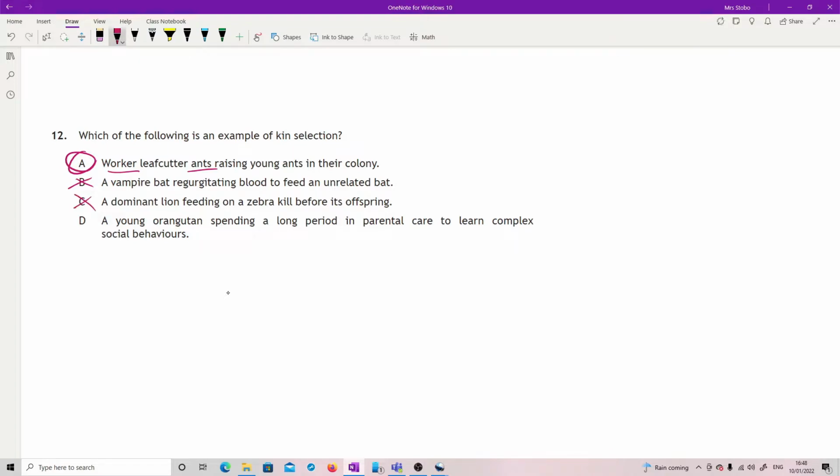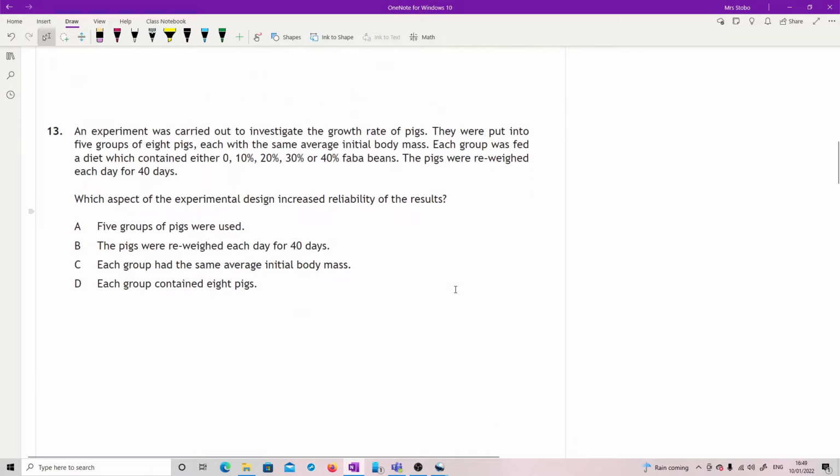And a young orangutan spending a long period in parental care to learn complex social behaviours is exactly what it says. They're spending a long period in parental care so that they get all the complexity of social behaviours. But it's not about a related individual increasing survival rates. Okay, question 13.